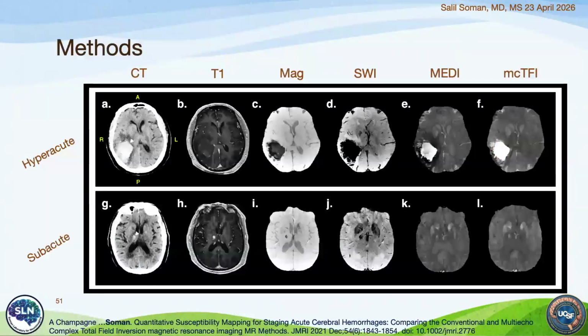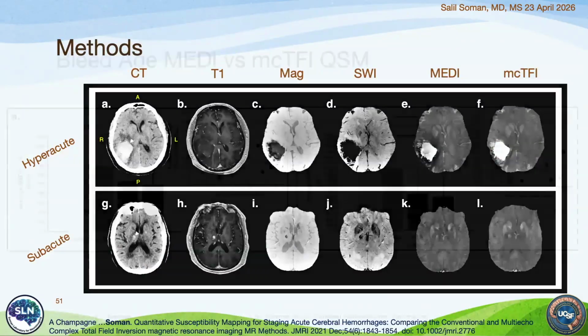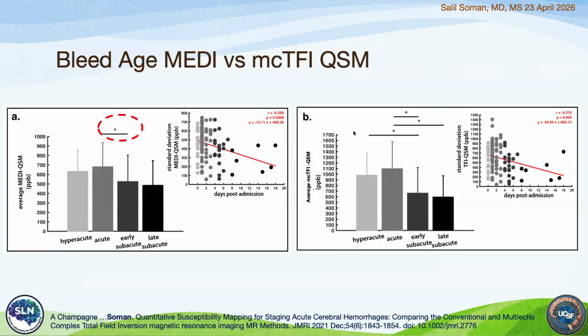So we had a whole data set where we had CT and MR on all these people. We segmented and co-registered the bleeds. And then basically what we found is that for Medi-QSM, all of the images were made from the exact same source data, right? You do Medi-QSM, you could have a significant difference in the values between acute and subacute. Whereas if you use the MCTFI QSM, all 4 stages that we looked at were significantly different quantitatively.